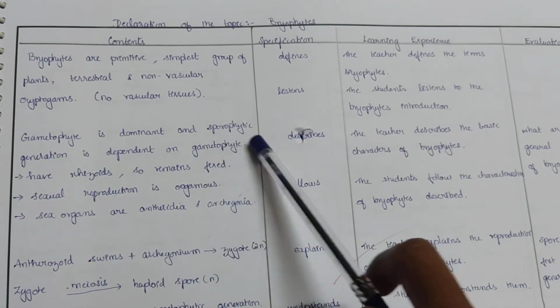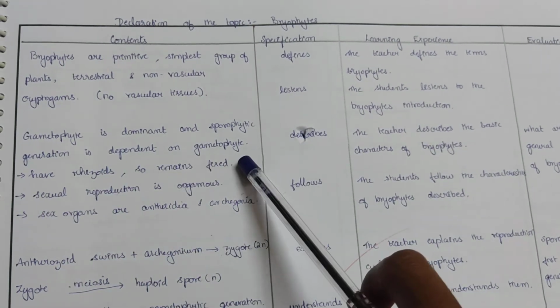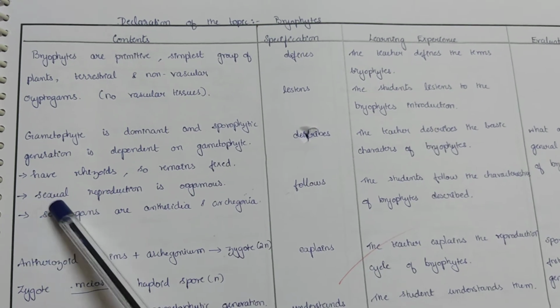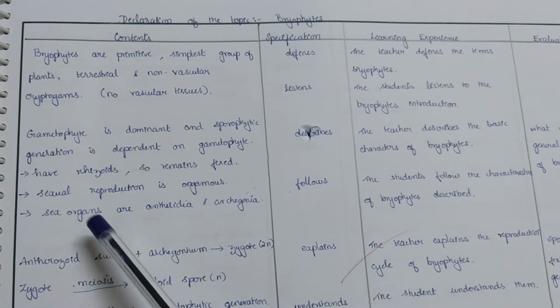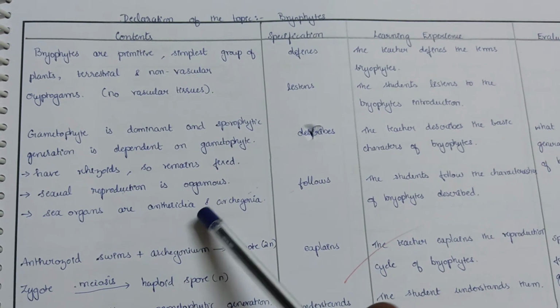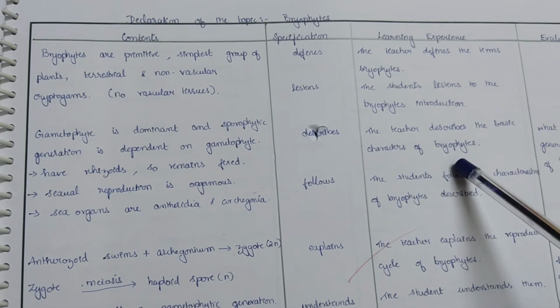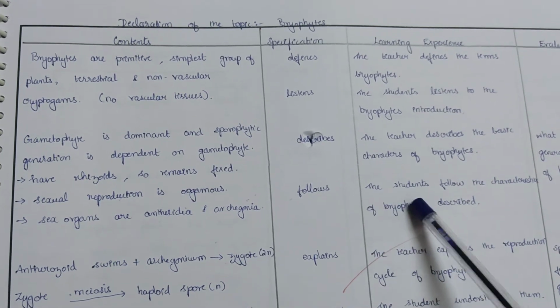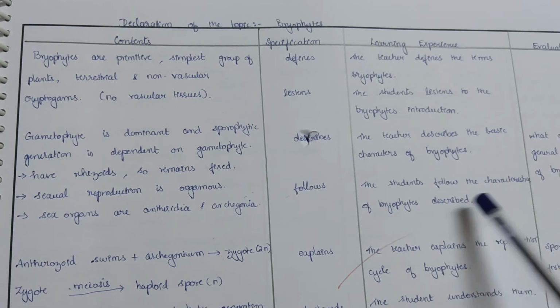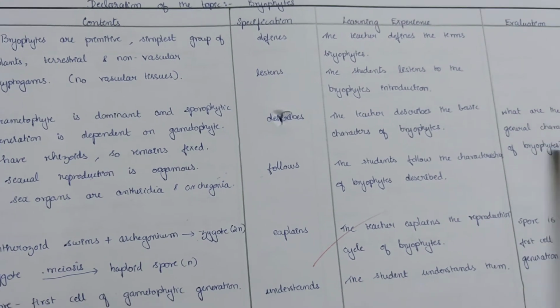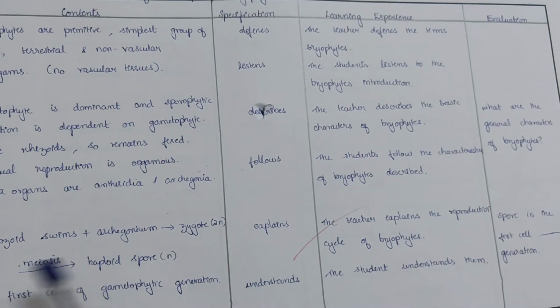Gametophyte is dominant and sporophytic generation is dependent on gametophyte. They have rhizoids, so remain fixed. Sexual reproduction is oogamous. Sex organs are antheridia and archegonia. The teacher describes the basic characters of bryophytes. The student follows the characteristics of bryophytes described. What are the general characters of bryophytes?